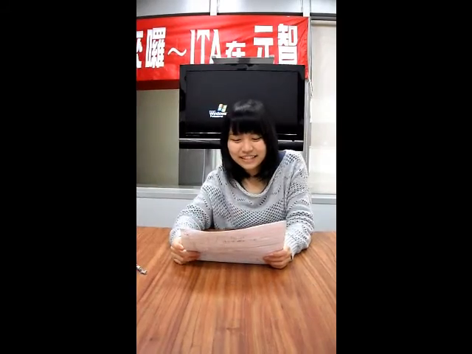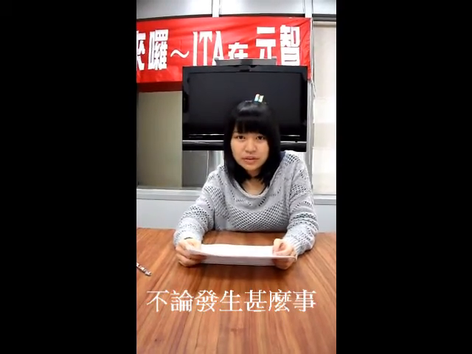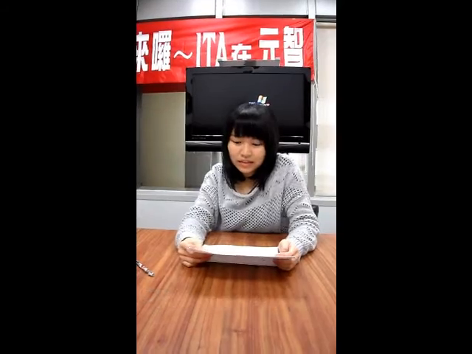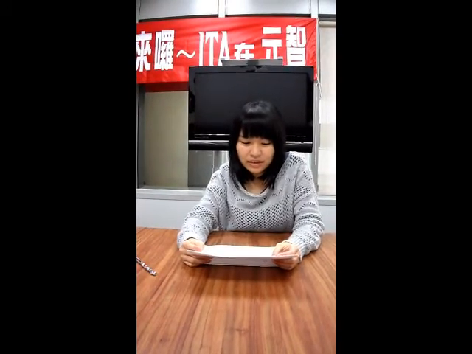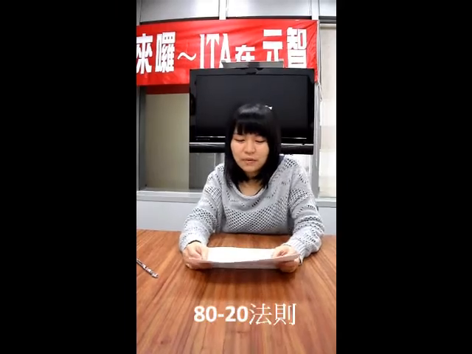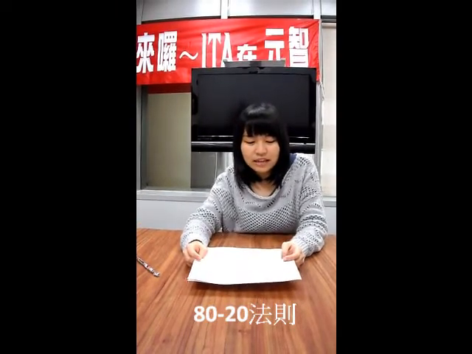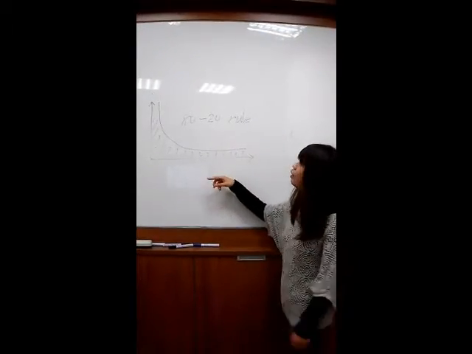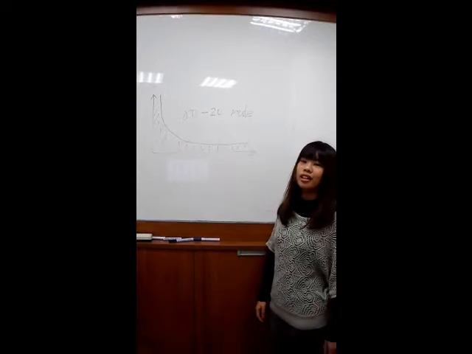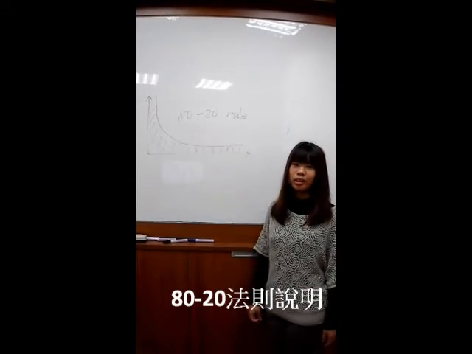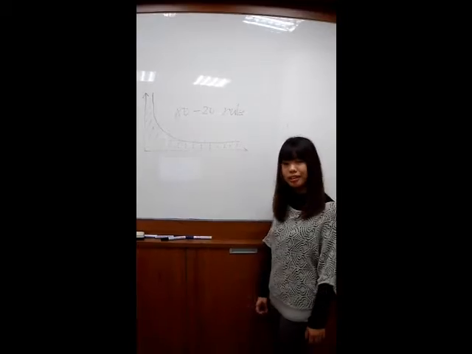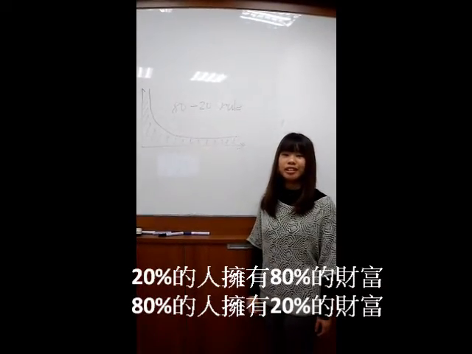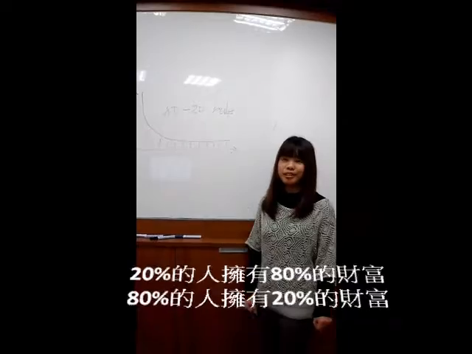Okay, when we see that formula, you know that whatever is going to happen, we should realize one rule, that is the 80-20 rule. What is that? Don't worry about that. We will explain it to you. This is the graph of the 80-20 rule, and the rule is that 20% of people own 80% of property, and 80% of people own 20% of property.